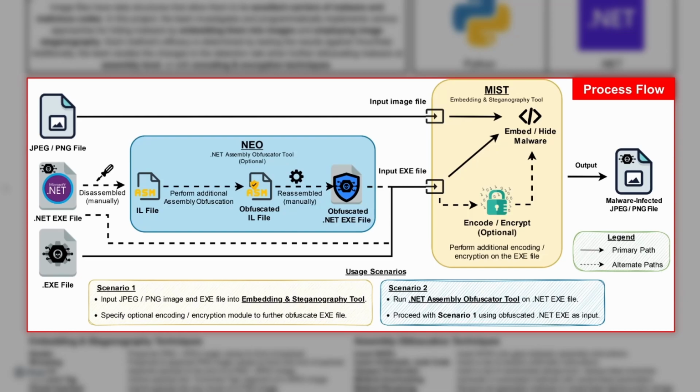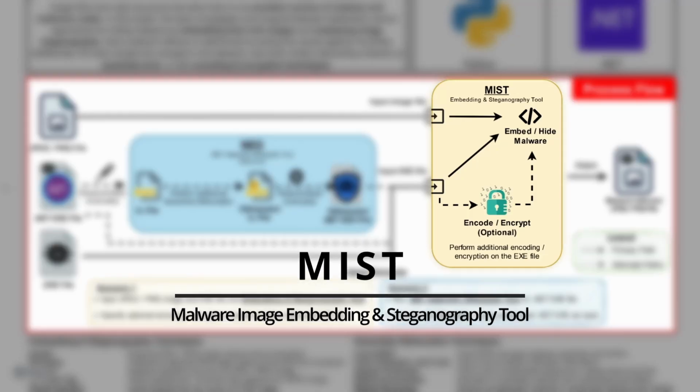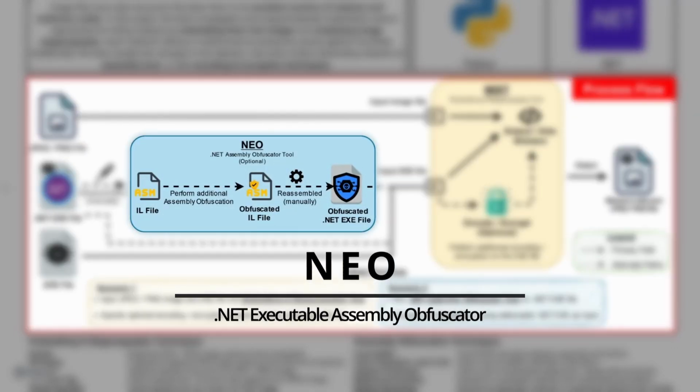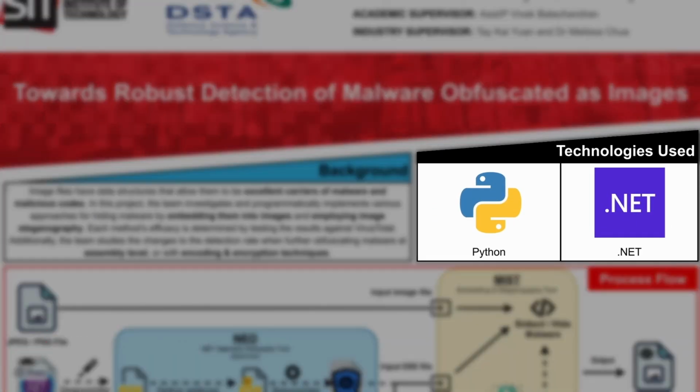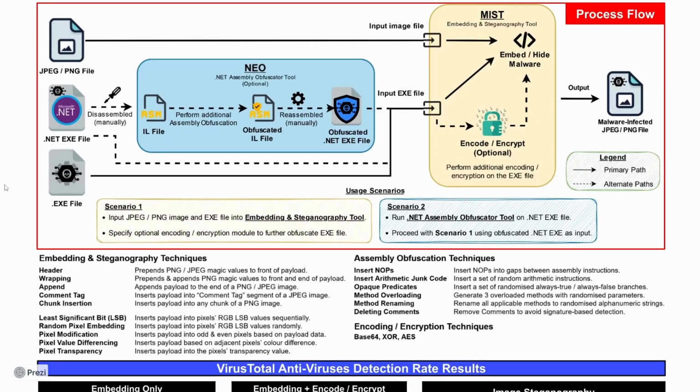One of the project's deliverables was to programmatically implement the different obfuscation techniques. Thus, the team has produced two tools, MIST, our Embedding and Steganography tool, and Neo, our .NET Assembly Obfuscator tool. The technologies used for these tools are Python and .NET. Both MIST and Neo are command line interface tools.